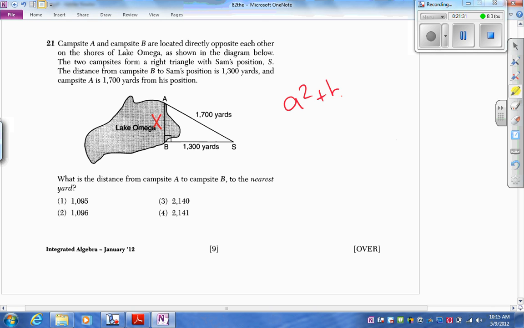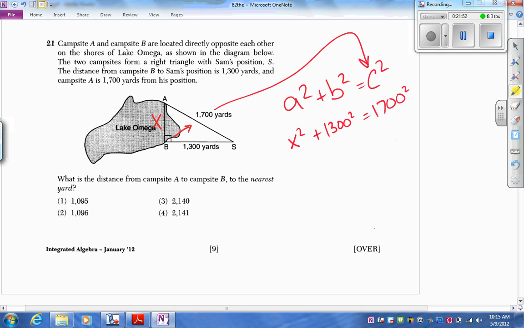Pythagorean theorem, where the hypotenuse is always C. And don't forget, the hypotenuse is always opposite the 90-degree angle. So this is going to be x squared plus 1300 squared equals 1700 squared.